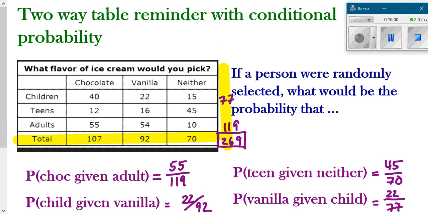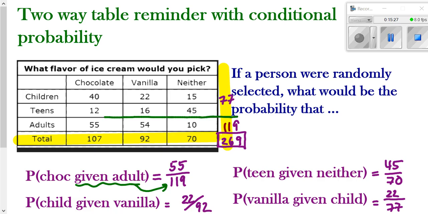Okay, so you can see in the two-way table, I highlighted the bottom because those were totals. I also noticed that because I didn't have a column that said total, I did have to make some row totals, and those are off to the edge. Now notice with each of these, given the fact that they're conditional probabilities, this given adult means that I'm going to have the number of adults at the bottom. And then within that group of 119 adults, right, and I know that these refer to adults because of the labeling, how many of those 119 liked chocolate? So that's 55 out of the 119.